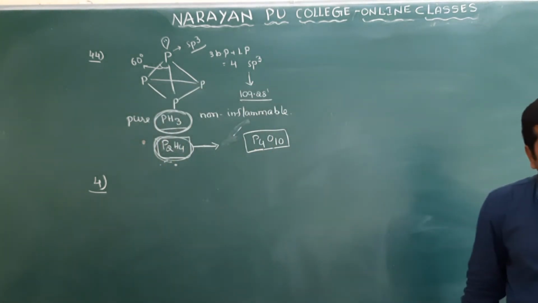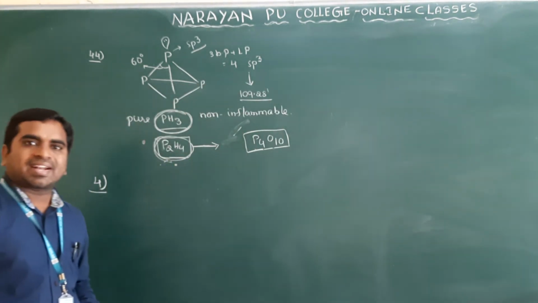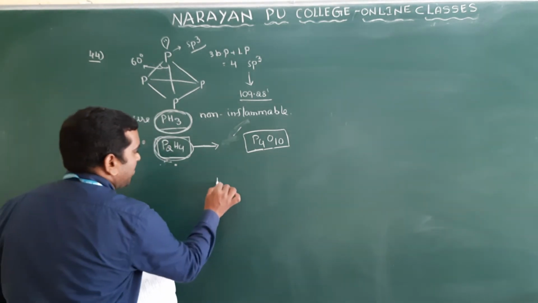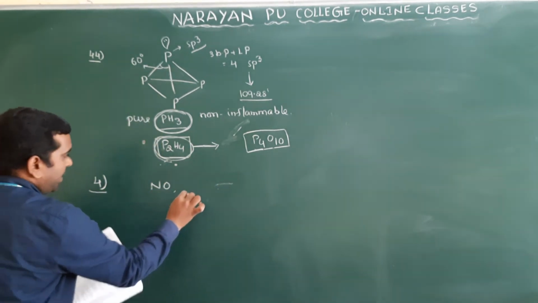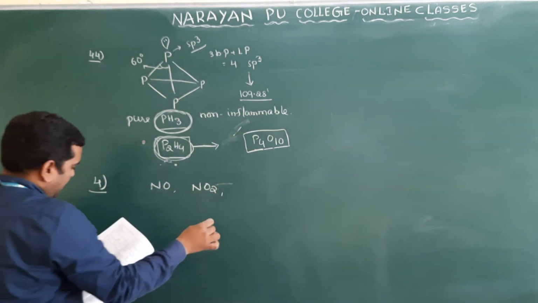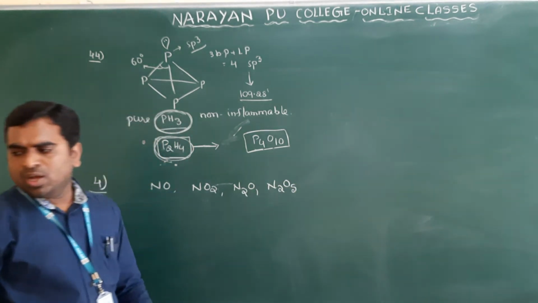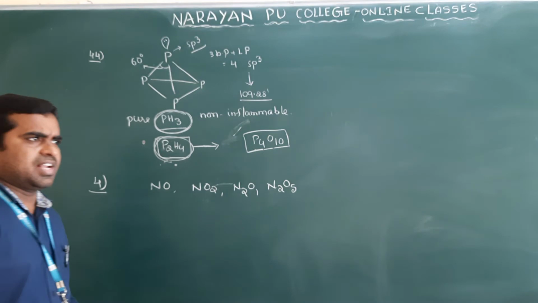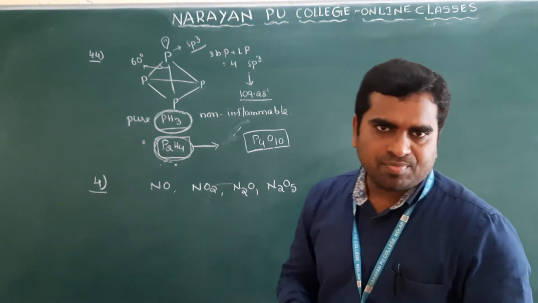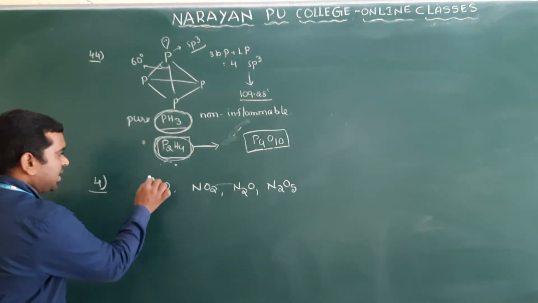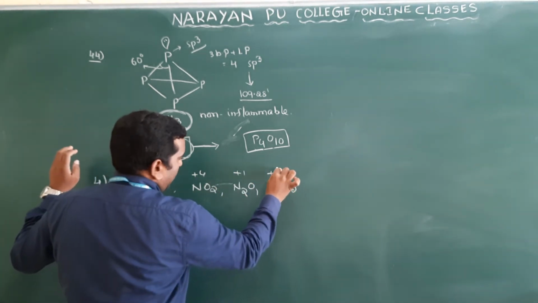Which of the following oxides does not act as a reducing agent? Clear? Do not act as a reducing agent. See what oxides they have given. NO. Clear? The second one is NO2, easily you can see here, and N2O3, N2O5. You already know that nitrogen can exhibit all the oxidation states from -3 to +5. Clear? So in these oxides, this is +2, here +4, here +1, and here +5.